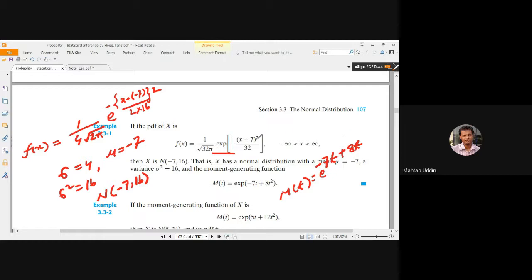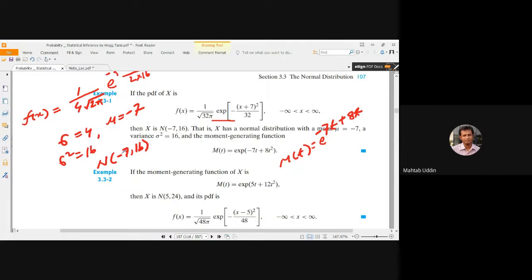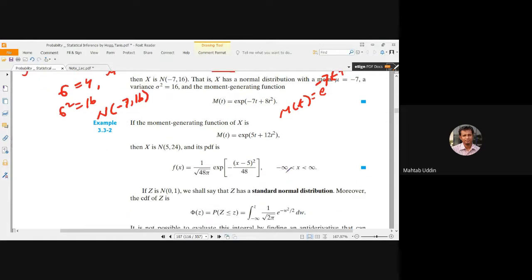That is from the PDF. We can go to the notation and the moment generating function. Also, you can come back from the moment generating function. Here the moment generating function is written as 5t plus half 12t square. So according to this, mu equal to 5, half sigma square equal to 12, so sigma square equal to 24. So sigma equal to what?